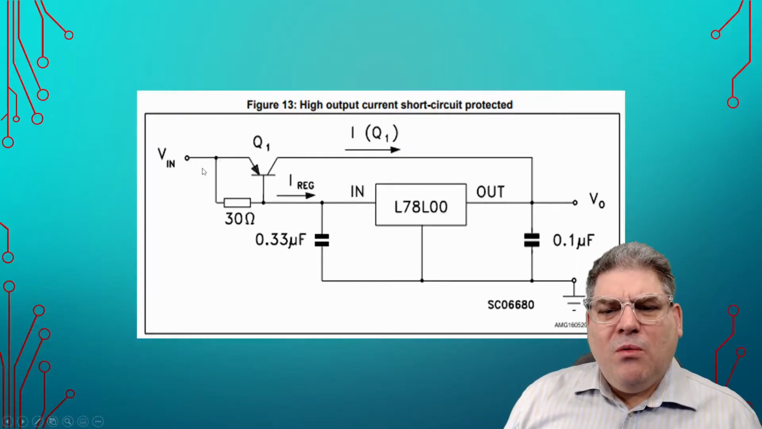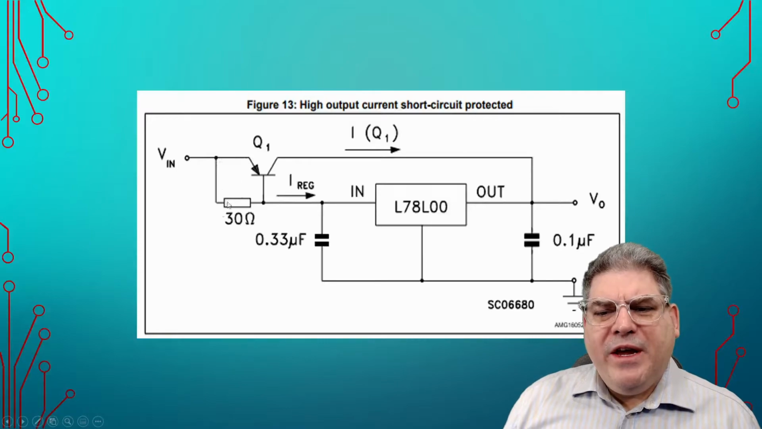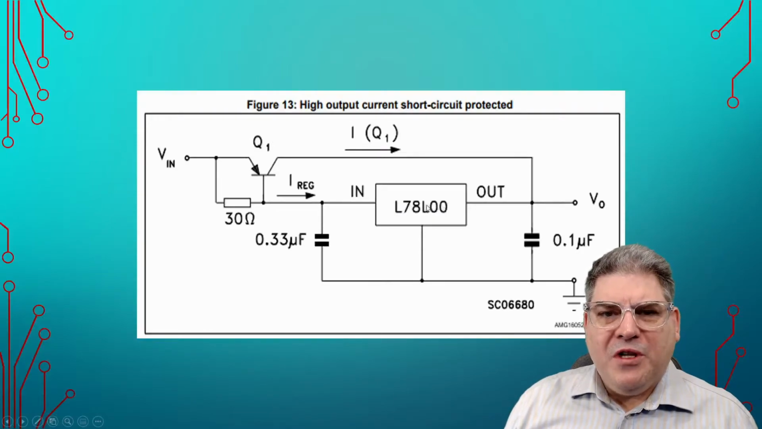But we'll also take a look at how to get more current out of this device. And so there is a 7833, so you lose the L, and it's a much bigger package.